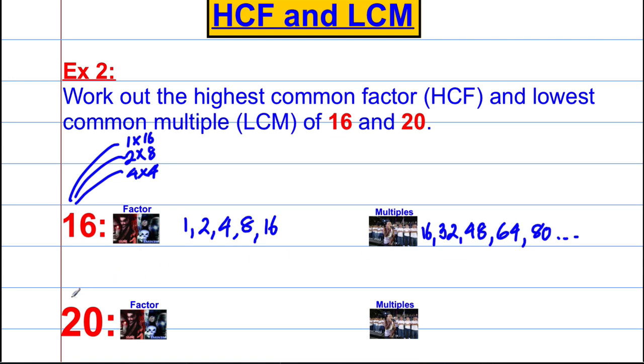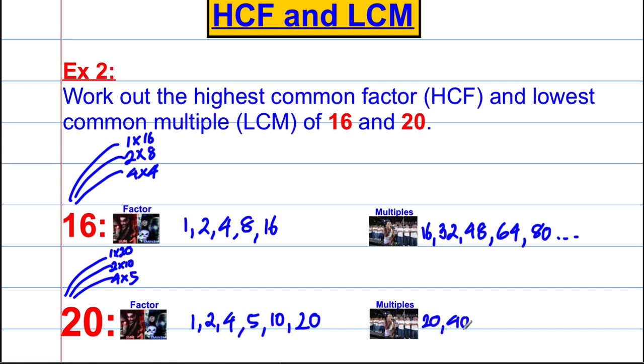Okay, so for 20, we're going to have 1 multiplied by 20, 2 multiplied by 10, and 4 multiplied by 5. So the factors are 1, 2, 4, 5, 10, and 20. The multiples are clearly 20, 40, 60, 80, 100, going onwards.